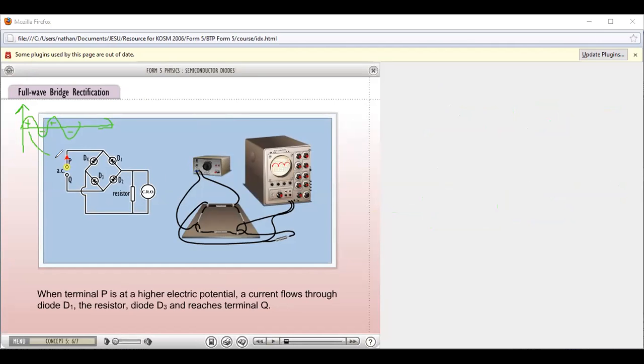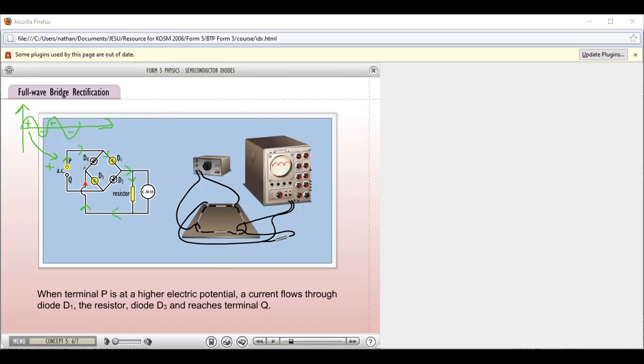Now we look at what happens when P is positive. When P is positive, you see that the current goes up. Coming to this junction, the current cannot go to D4 because of reverse bias, so the current will go to D1. That means you go here, and then you go to D1. Then coming here, you cannot go to D2 because of reverse bias again. So what happens? It goes down. It goes here, down here, and then up.